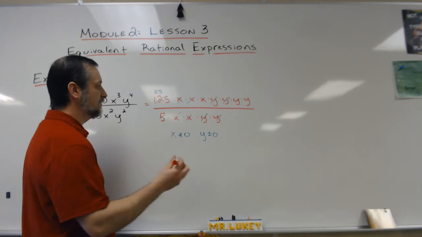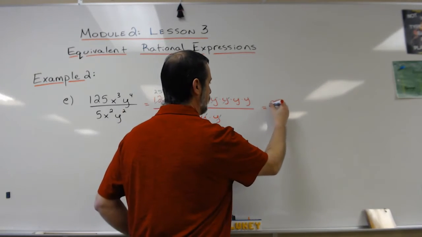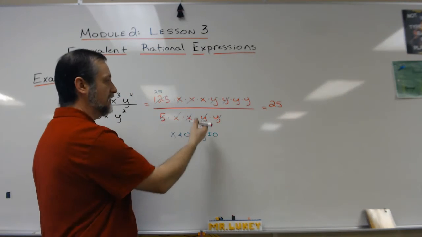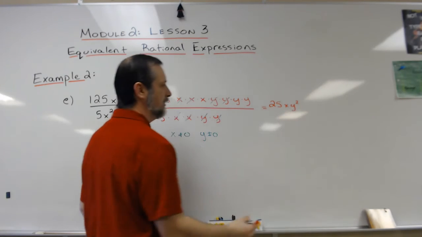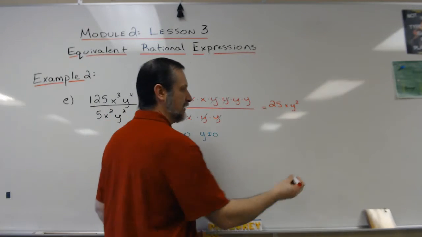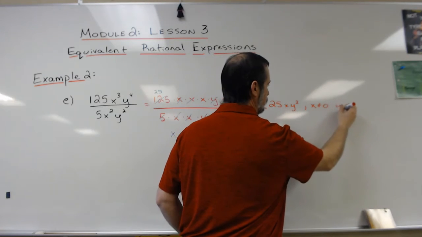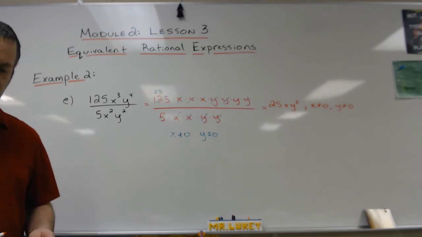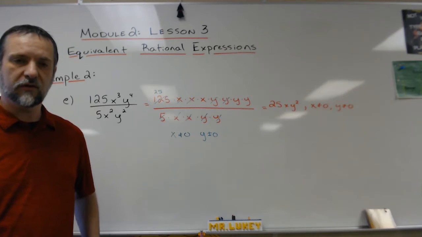So our final answer, of course, 25. I've got the bottom completely canceled off. I have an x times y squared, where x cannot equal 0, y cannot equal 0. So again, that one should be fairly straightforward. We're going to be ready to move on to our third example next.